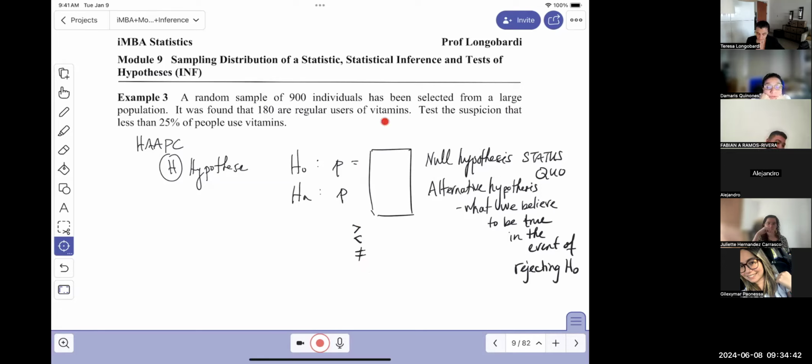All right, so let's read the problem. It's a very short problem, and there's just a few numbers here. So let's go through and see what the numbers are. Our random sample of n, what is that? What do we call that? The random sample of 900 individuals is n. Has been selected from a large population. It was found that 180 are regular users of vitamins. What does 180 represent?